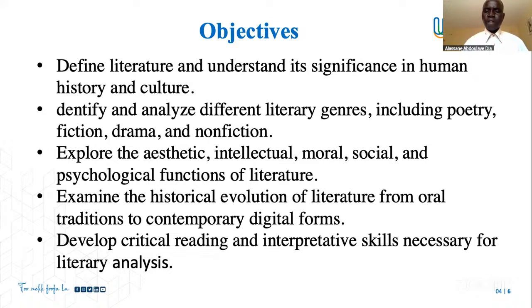Before the coming of literacy, cultures existed, but they were orally transmitted. We have myths and legends in African culture. But before literacy came, meaning writing, all this existed. It was finally materialized. And now we talk about contemporary digital forms.